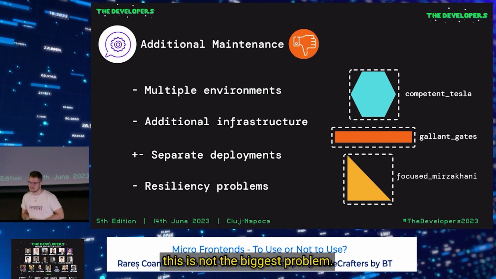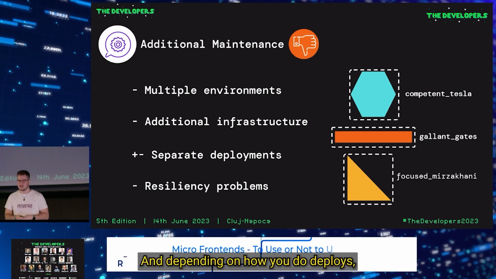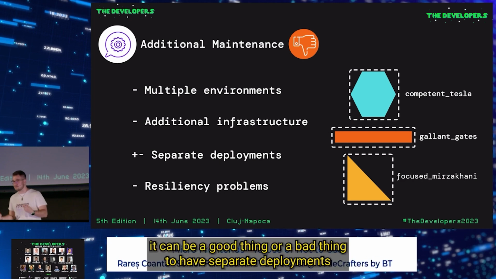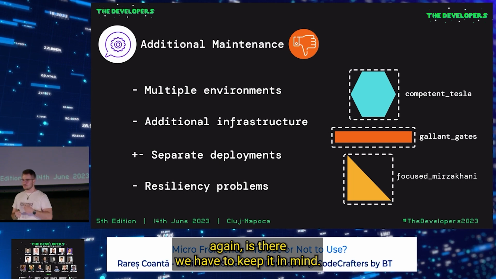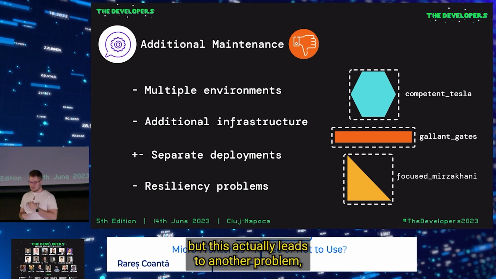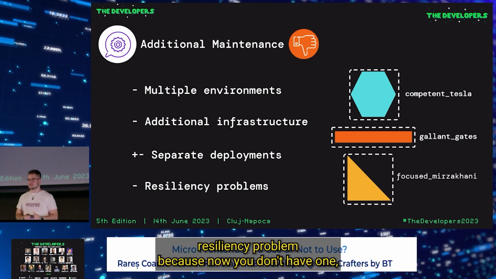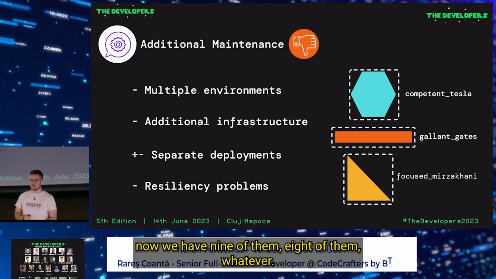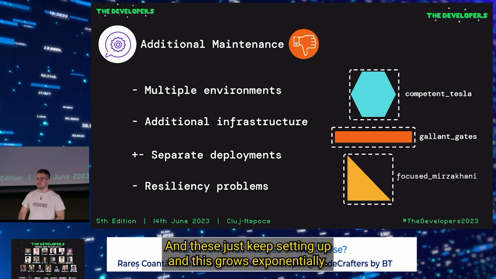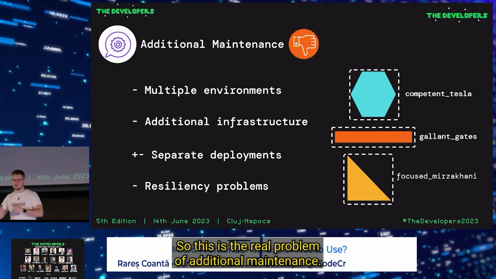This is not the biggest problem. It's there, it exists, and depending on how you do deploys, it can be a good thing or a bad thing to have separate deployments. Again, it's there, we have to keep it in mind, but this actually leads to another problem, a resiliency problem. Because now you don't have one failure point where the internet says, no, you can't get to this URL, whatever. Now you have 9 of them, 8 of them, whatever many of them you have. And this just keeps adding up, and it grows exponentially. So this is the real problem of additional maintenance.